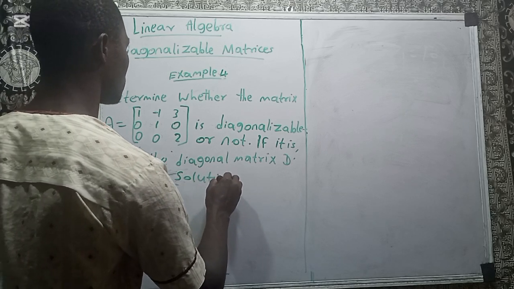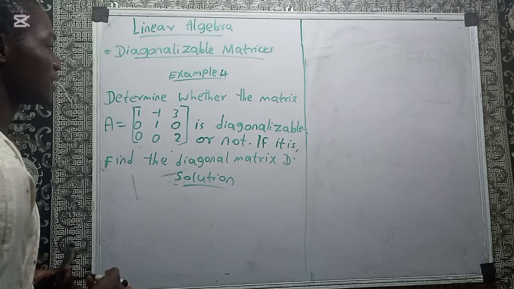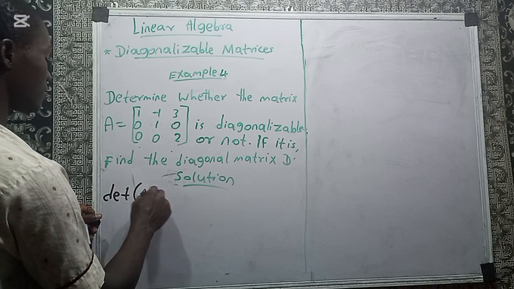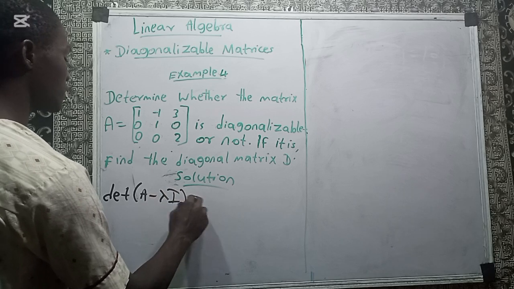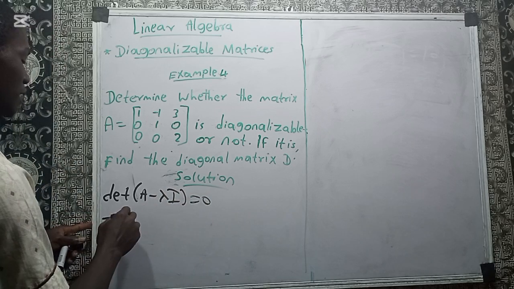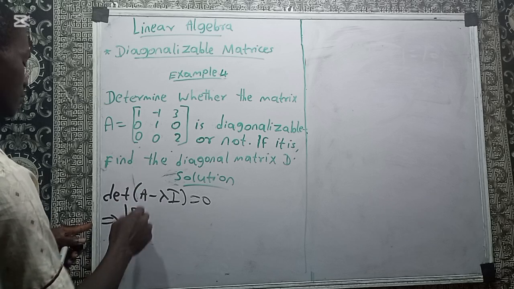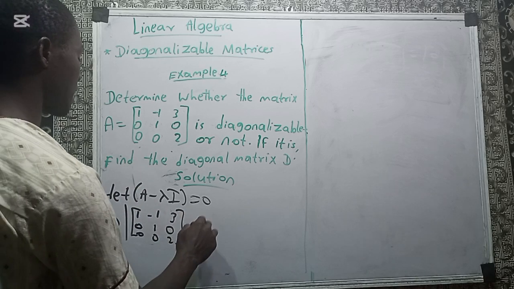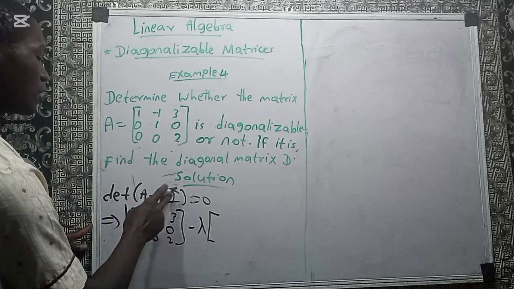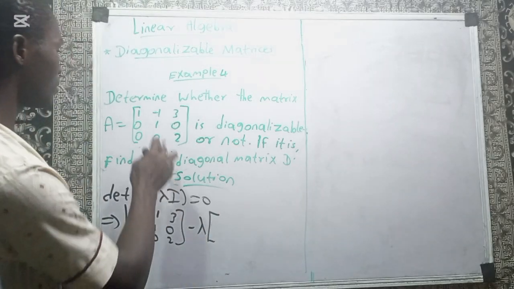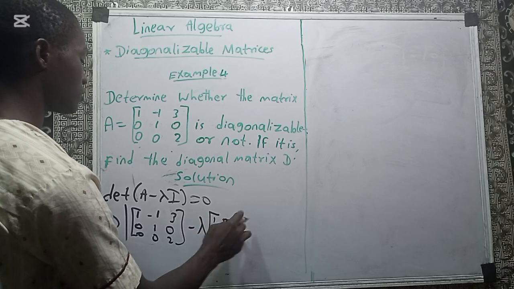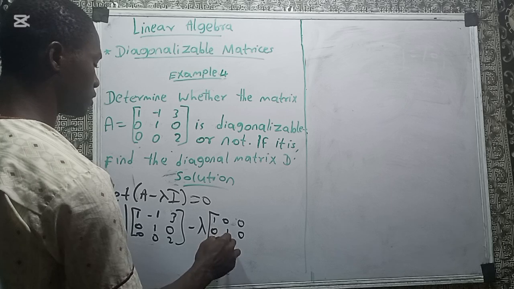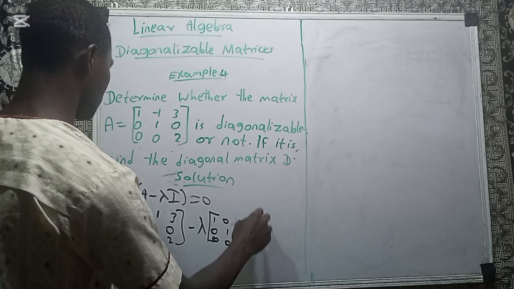Solution. Now to find the eigenvalues, you have to solve this equation, determinant of A minus lambda I, and equate it to 0. So this implies determinant of your matrix A, you have it on the board here. So this is what we have. Then minus lambda is a scalar, and your I is the n by n identity matrix. Since your matrix A is 3 by 3, this identity matrix will also be a 3 by 3 identity matrix. So this will be the identity matrix.